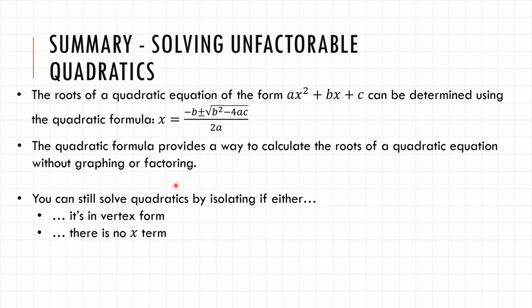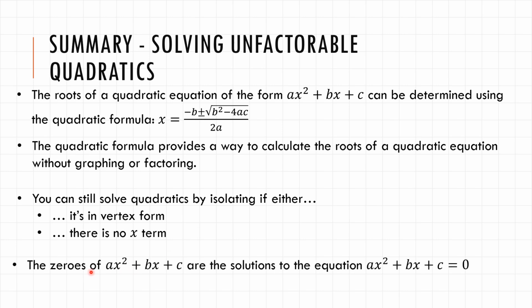You can solve quadratic equations by isolating, and you don't need the quadratic formula if the equation is in vertex form, like we did in this lesson, or if there's no x term, then it's usually pretty easy to do as well. All we have to do is isolate x. The zeros of ax squared plus bx plus c are just the solutions to when that equals 0, which means we can use the quadratic formula for that as well.